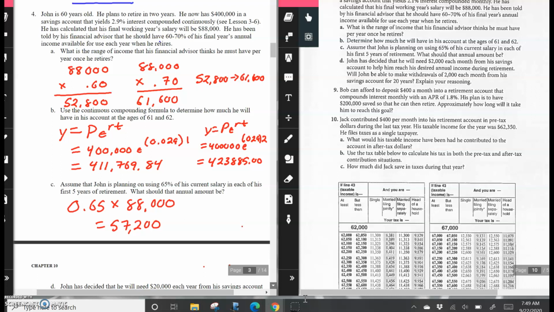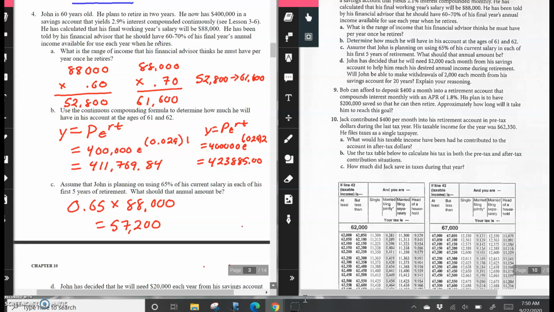Part B, a new formula here. Use a continuous compounding formula, which is in a different chapter, so that's why I refer to it here. Again, it's going to be in your notes, so you can always refer back to it. P is your initial investment, so $400,000 was our initial investment. E is a set value. It's actually a button on the calculator. It's a set numerical value. R would be your rate, so 2.9 as a decimal is 0.029.